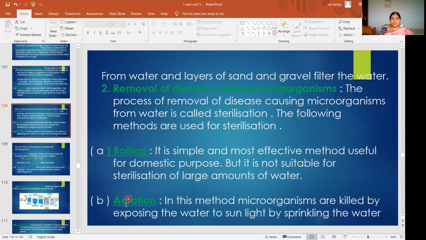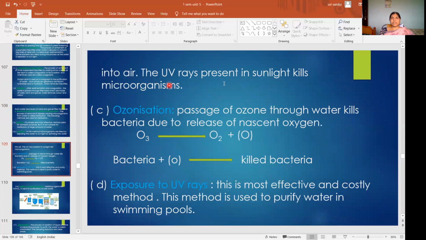Then aeration. So in this method, how are we killing the microorganisms? We are exposing the water to sunlight. How are we exposing? By sprinkling the water into air, so that UV rays present in sunlight kill the microorganisms. Next, ozonization. By passing ozone gas, we can kill the bacteria. So how? When ozone gas is passed, it will split into O2 and nascent oxygen, and this nascent oxygen will kill the bacteria.